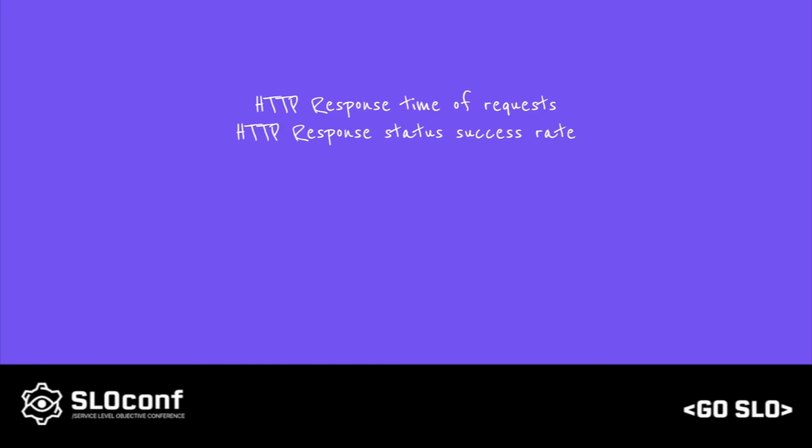Okay, so let's do some examples. We'll be testing an online food service called Hipster Pizza. As service level indicators, we'll be using the response time of requests and the HTTP response status success rate. What would then be reasonable SLOs for these SLIs?